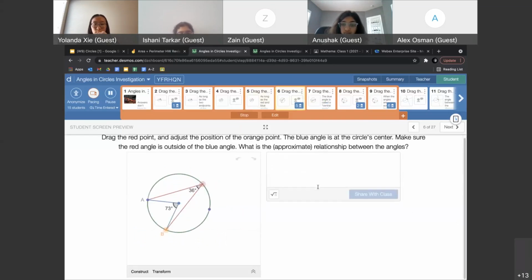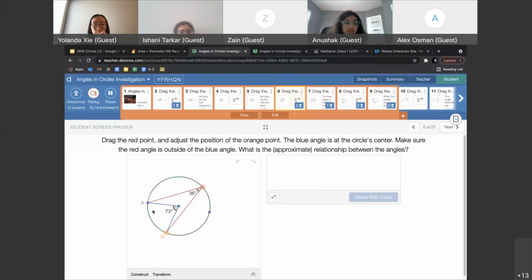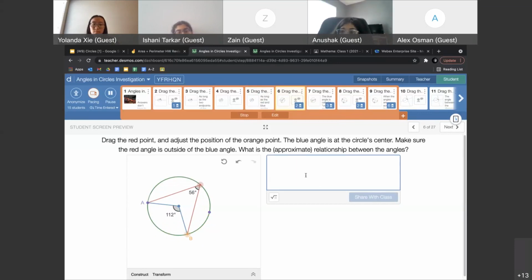So the next activity is drag the red point around and adjust the position of the orange point. The blue angle is at the circle's center. Make sure the red angle is outside of the blue angle. What is the approximate relationship between the angles? So what you'll notice is that the angle that is at the center is 2 times the angle measure that is the inscribed angle. So the central angle is double the inscribed angle. That is the relationship you should notice. And it will always be true.